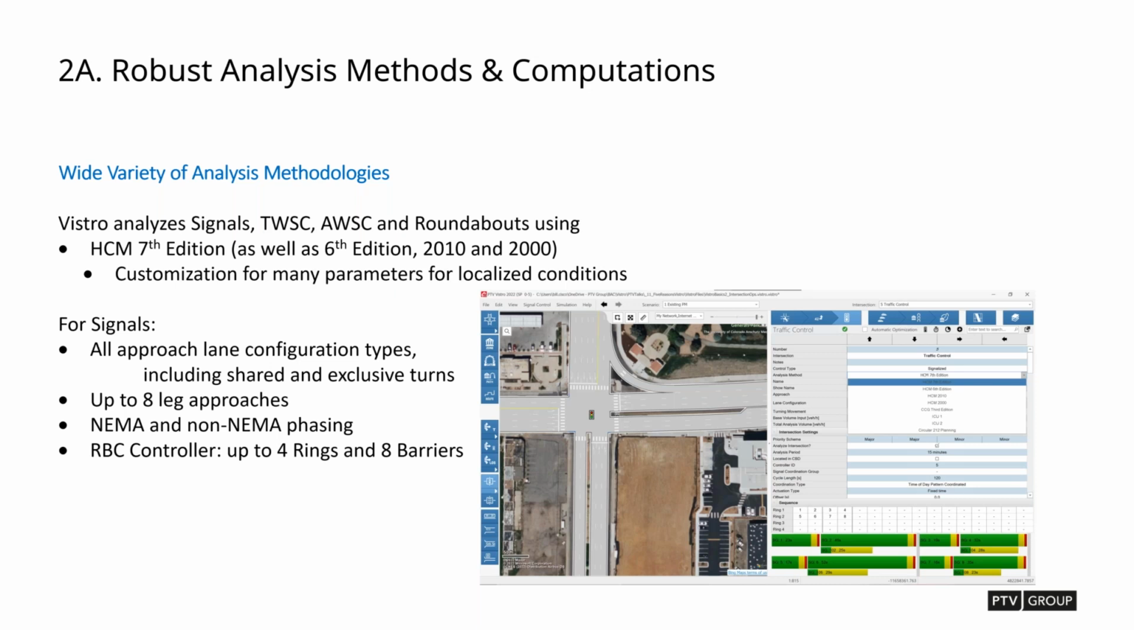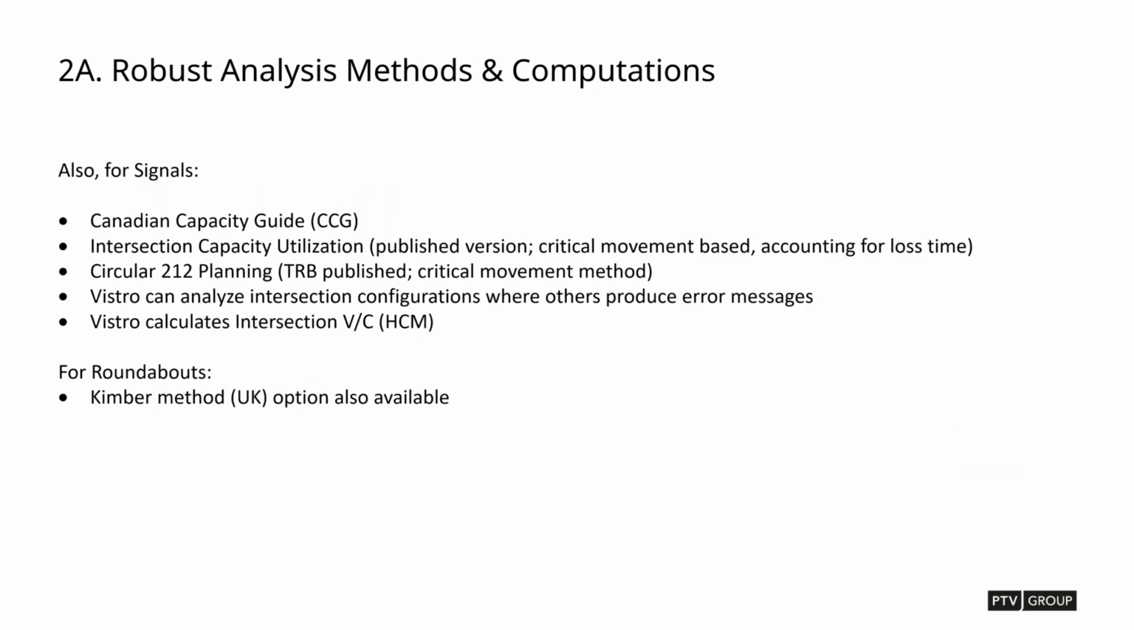The other thing I want to highlight is we really don't have any constraints when it comes to signals. You can analyze all kinds of different things, approaches that include both shared and exclusive turns. You can have 8-leg approaches, NEMA or non-NEMA phasing, and the RBC ring and barrier controller. So if you're familiar with our vSim software, it's a scaled back deterministic version of that, where you can have up to 4 rings and 8 barriers. So it's very flexible, and basically, the fourth bullet here, I think, is that we can analyze all kinds of intersection configurations, and you're not going to get an error message produced that tells you it can't do it.